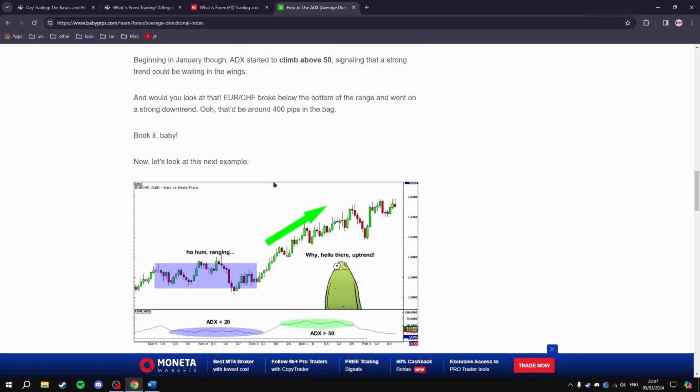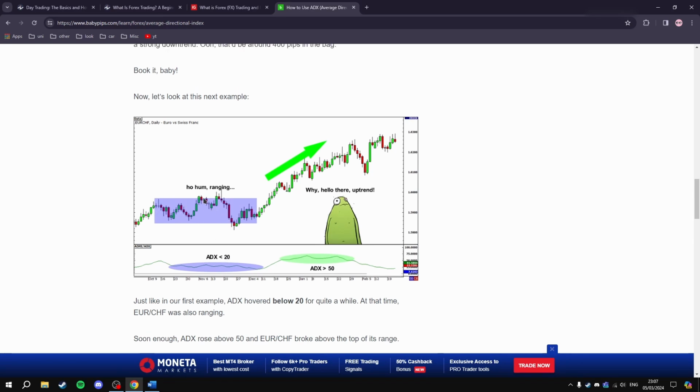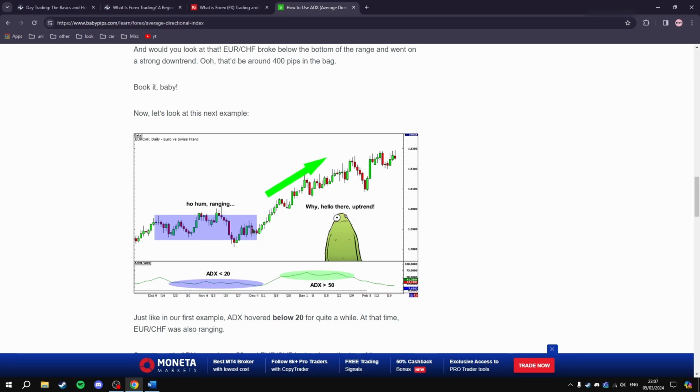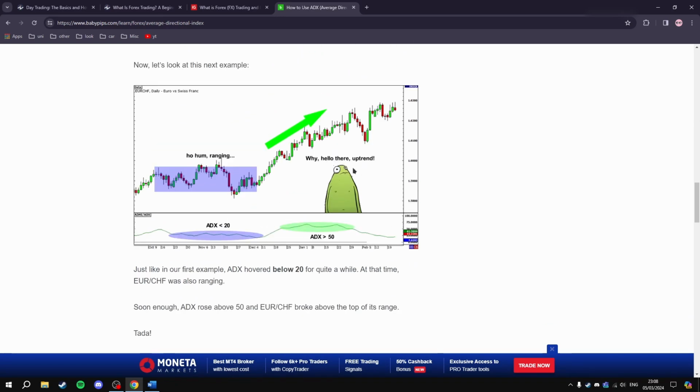Book it, baby. Now let's look at the next example. ADX is less than 20, so ho-hum, ranging. Yep, so there's nothing much happening here. And ADX goes above 50 here. Boom, uptrend. So you see this bit here, it starts shooting up, and you know that because it lines up with this bit here, which is also trending upwards.